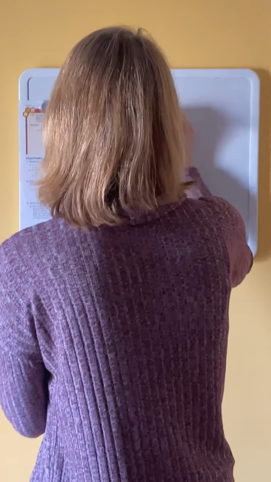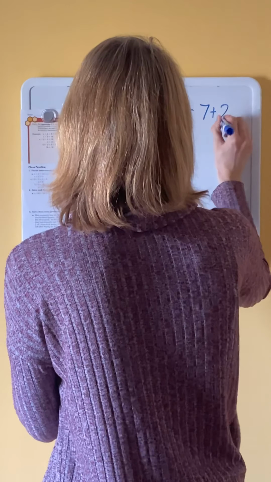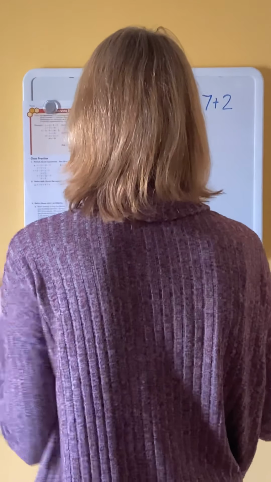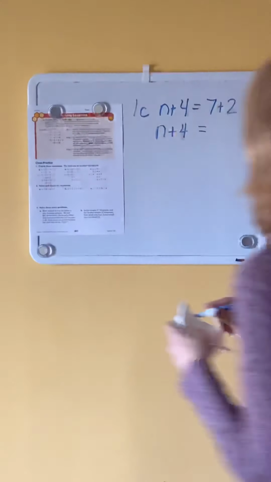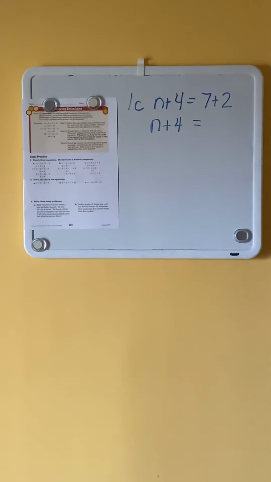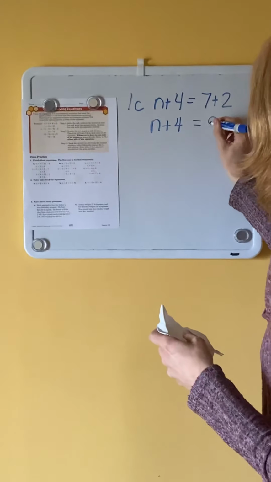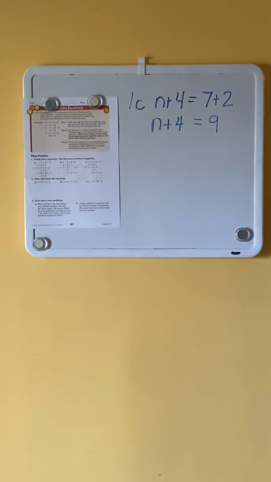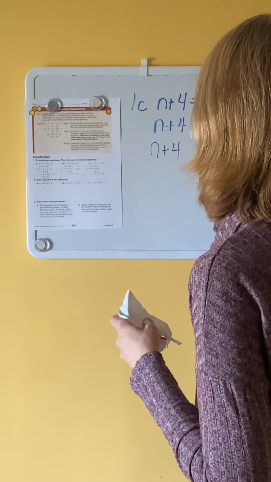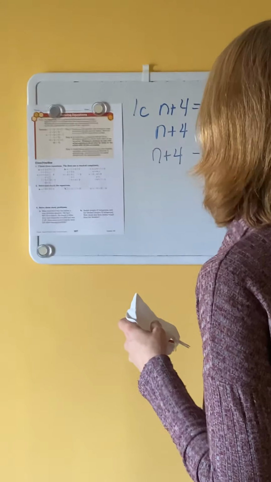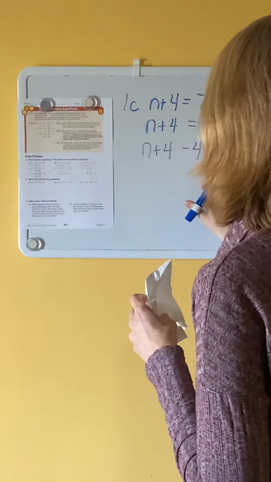1C, we have n plus 4 equals 7 plus 2. They give us n plus 4 underneath, and then they want us to solve. So they want us to solve the side that doesn't have n. So that would be 7 plus 2, which is 9. Then it actually gives us the next step, which is n plus 4 minus 4 equals 9. However, now we have to do that to the opposite.